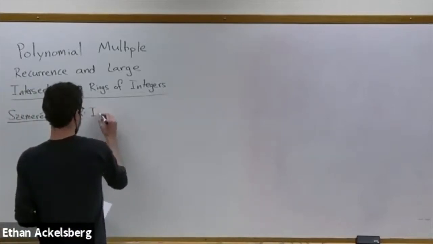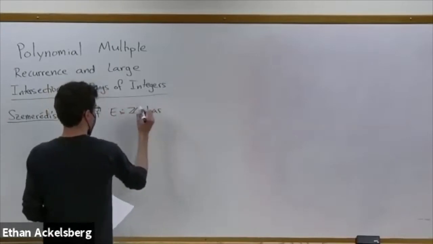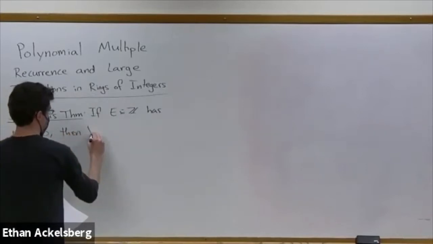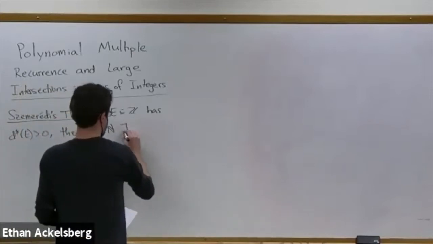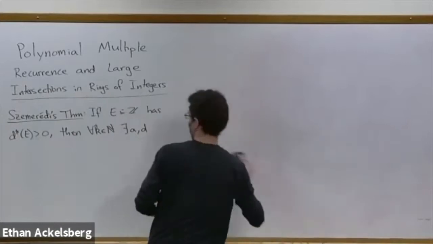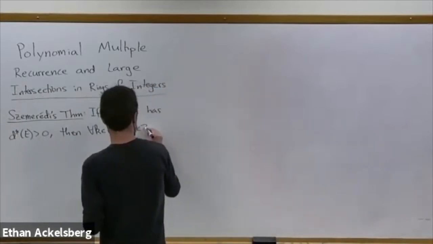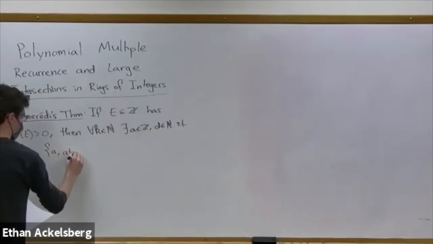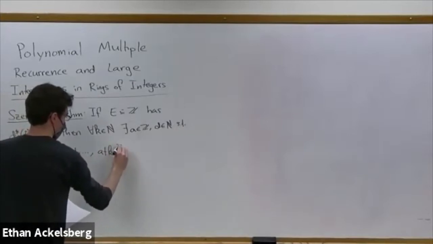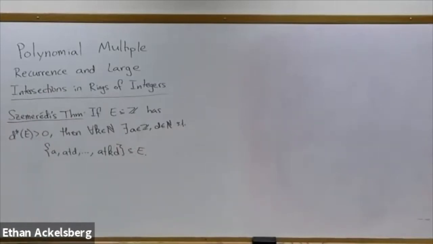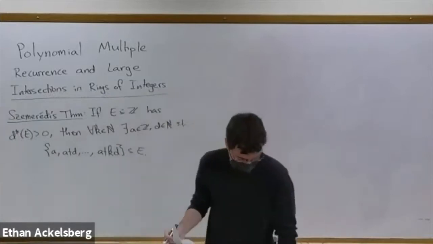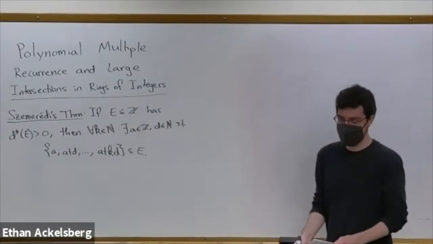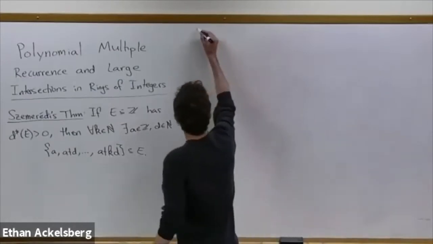So if E is a subset of the integers with positive upper Banach density, then for any K, there exists an integer A and a common difference D such that this arithmetic progression is contained. Okay, so I'm just going to write things combinatorially to start, because I think it's a little bit easier to see what's going on than going immediately to the ergodic theory, but I will eventually go to proving things about measure preserving systems.